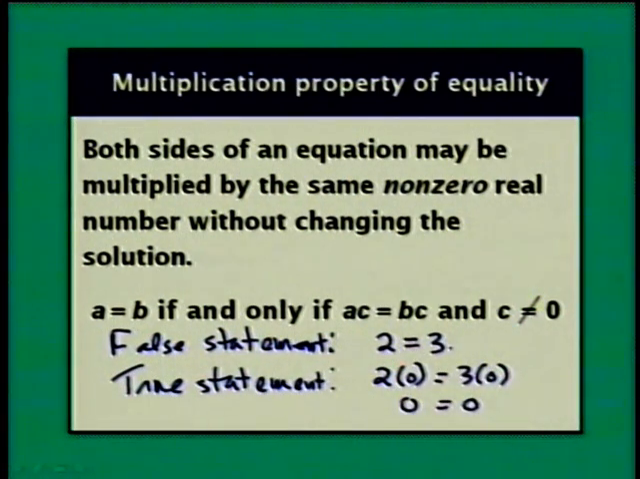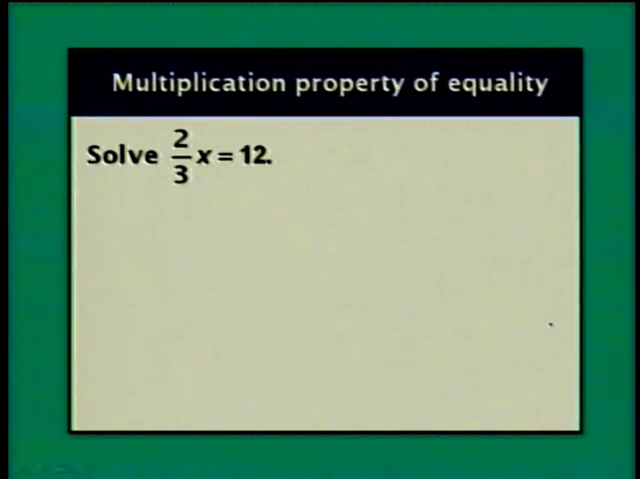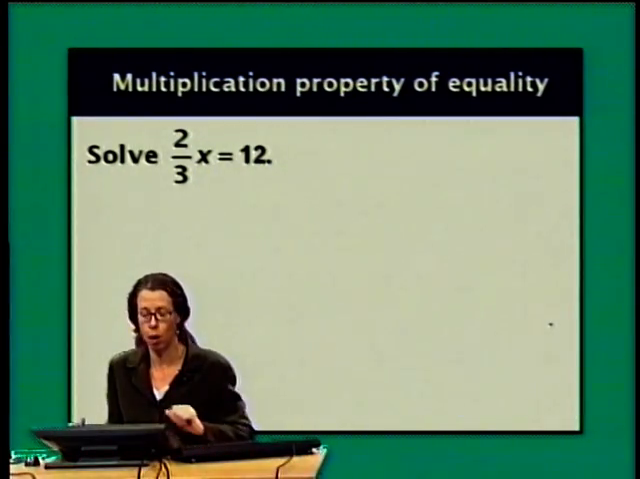We started with something blatantly false, but when we multiplied both sides by 0, we ended up with a statement that was true. We don't want this to happen when we're solving linear equations. So we have this condition that we can only use the multiplication property of equality as long as that constant that we're multiplying both sides of the equation by is not 0. So let's solve some equations using this property.